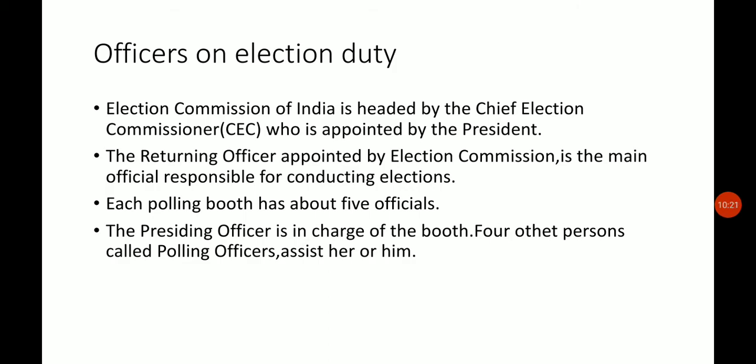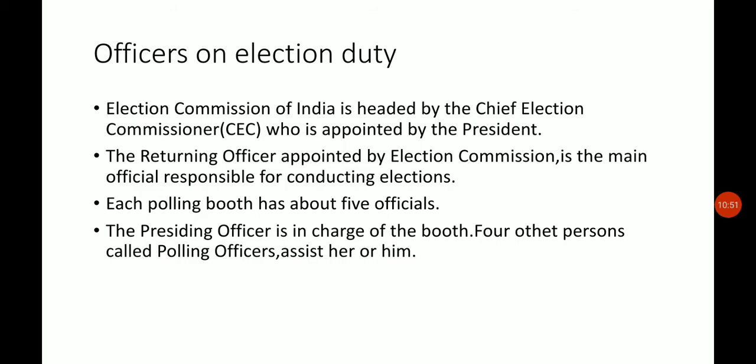In the same way, the returning officer appointed by the Election Commission is the main officer responsible for conducting the election. So the Election Commission of India is headed by whom? By the Chief Election Commissioner, who is appointed by the President, and he appoints the returning officer, who is responsible for conducting the election.